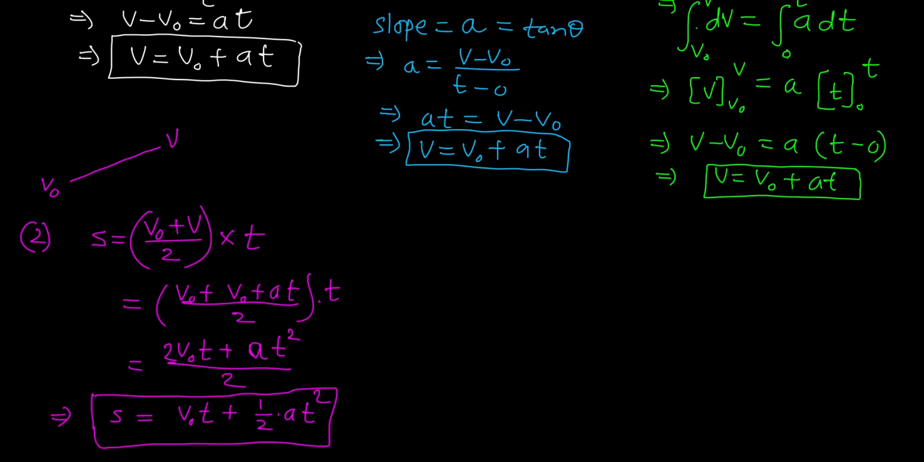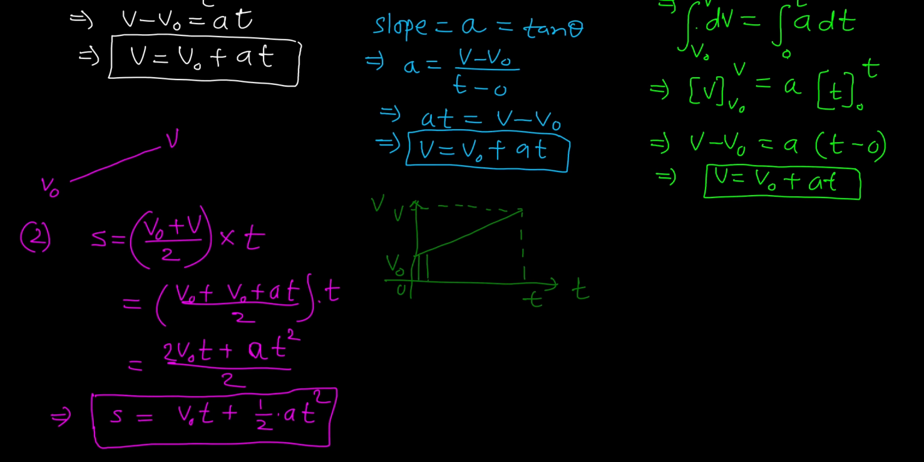Let us see how. Suppose we have the graph of velocity and time, the same graph we used before. Suppose this is the velocity axis, this is the time axis, and the graph is like this as we drew before. So initial velocity is v naught, final velocity is v, and time is from 0 to t for motion. So how do you get the displacement from the velocity time graph?